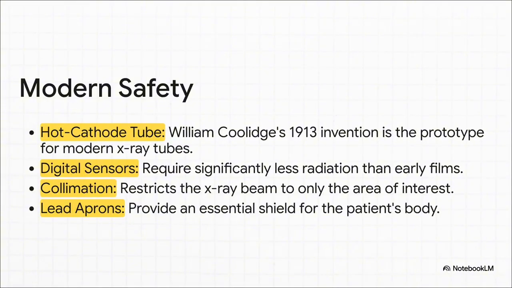We have stable X-ray tubes that give a predictable, controlled dose. We've got incredibly fast digital sensors that need just a tiny fraction of the radiation they used in the old days. We use something called collimation to narrow the X-ray beam down to just the size of a postage stamp, so only the target is exposed. And of course, there's that heavy lead apron, which is basically your personal shield.